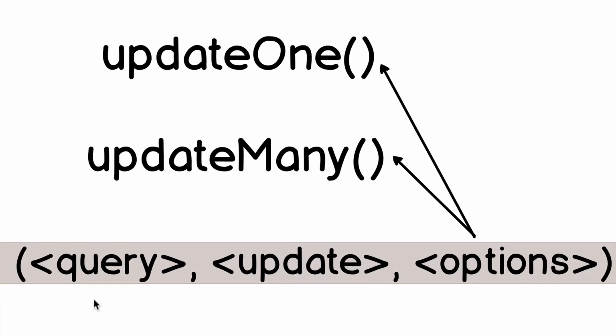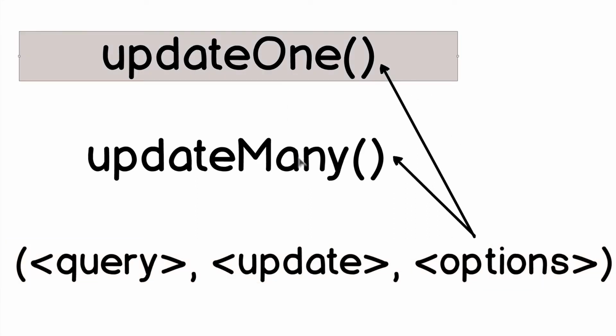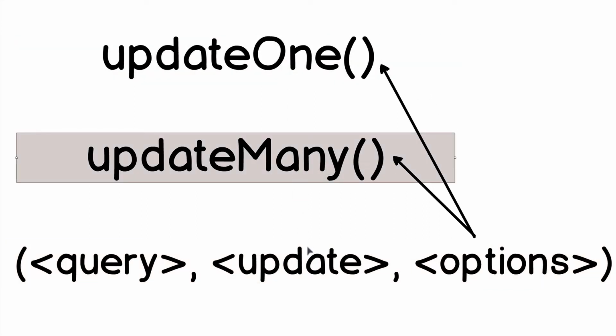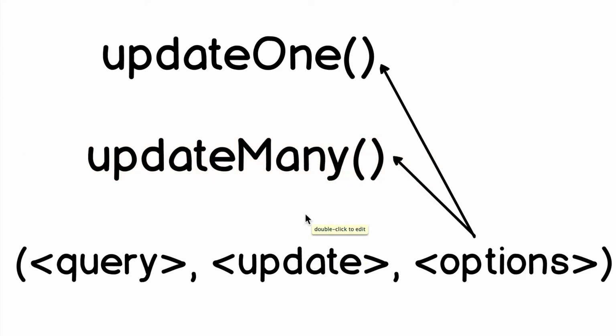In the query, you specify which documents you want to update. In the update, you specify what you want to update, which operations you want to perform. And here are options. And of course, those 2 methods are collection methods. You cannot use those methods without update operators. That's why next let's talk about update operators, and after that, of course, we will try update methods in action.